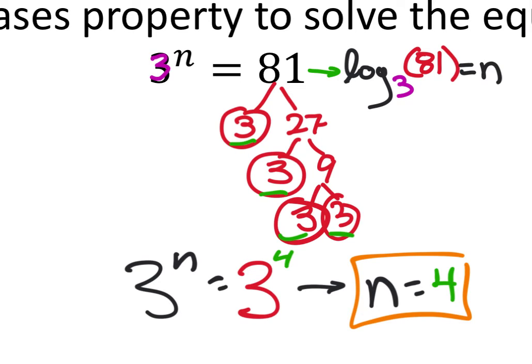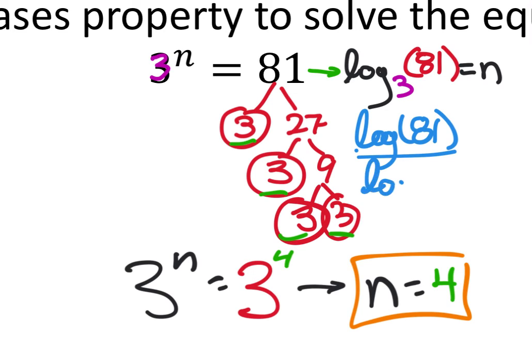And remember, that's kind of one of the main purposes of logarithms is they allow us to solve for unknown exponents like this. Well, to type this into the calculator, we've just been using common log, so common log of 81 divided by the common log of the base, which is 3. If you type this into the calculator, you'll get 4 as well.